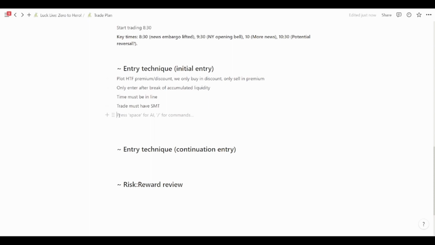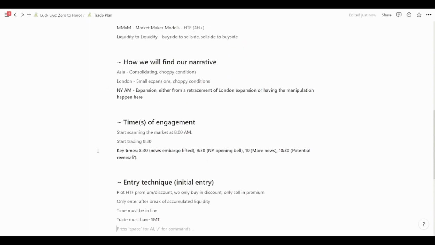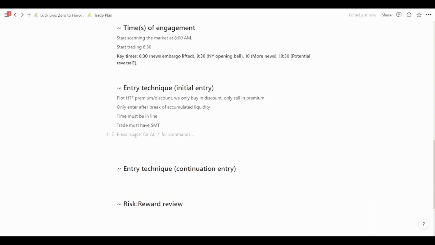for my actual entry technique, I'm also going to include things that will validate it. So, rejection of the higher time frame PD array, or a small retracement into it. I'm going to allow that to happen.